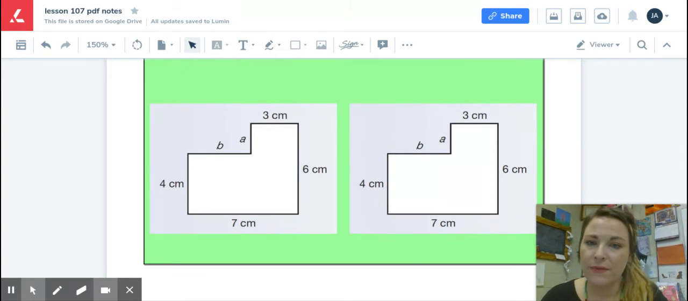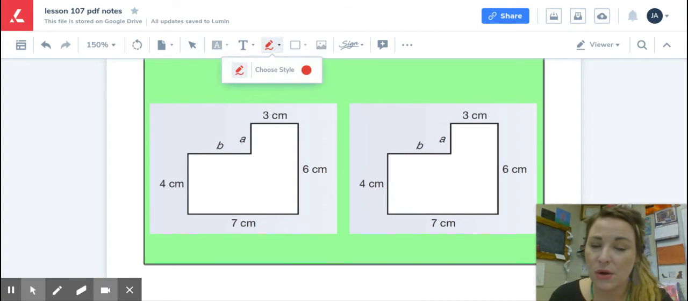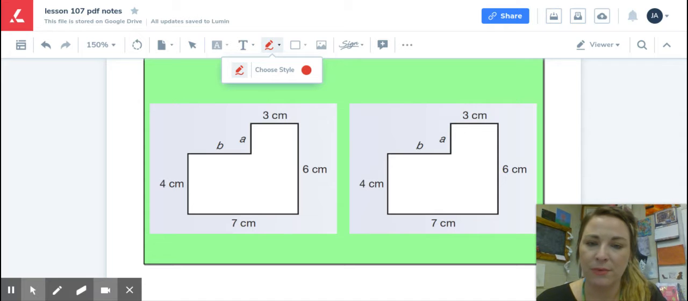So let's look at this first one. I'm going to get my pen ready. Again, if you want to try this on your own, go ahead and pause it, give it a try, and unpause your video when you're ready to check in with me and do a skill check with my work.